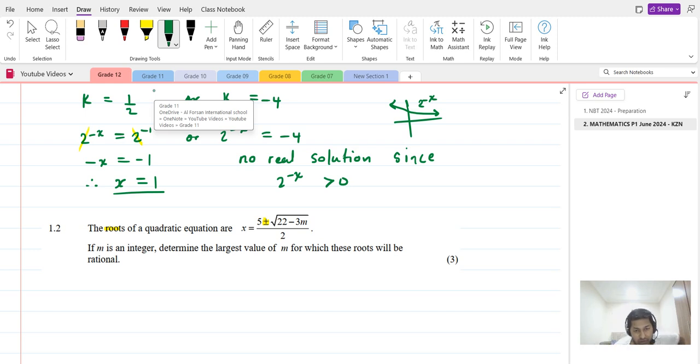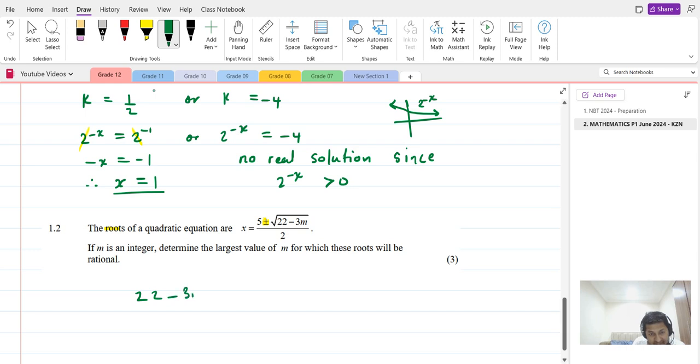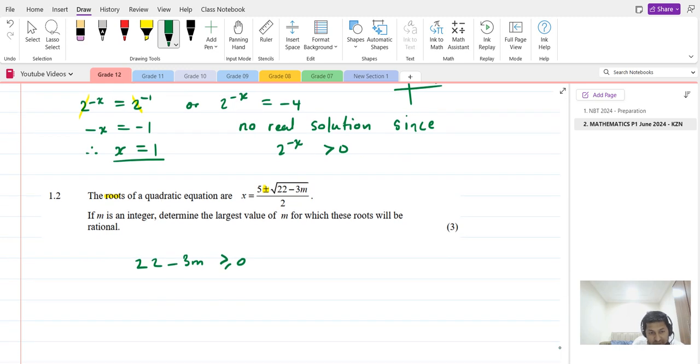Right, so how are we going to solve this? Largest value of m. So we need some restrictions on m. We know 22 minus 3m, everything inside the root, must be greater than or equal to 0. So we can say negative 3m is greater than or equal to negative 22. So m is less than or equal to, because we're dividing both sides by negative 3, 22 over 3. What's 22 over 3? That's 7 and 1/3, so 7.333.